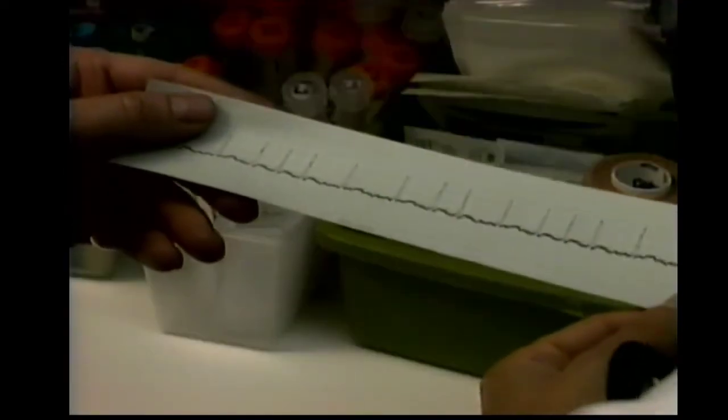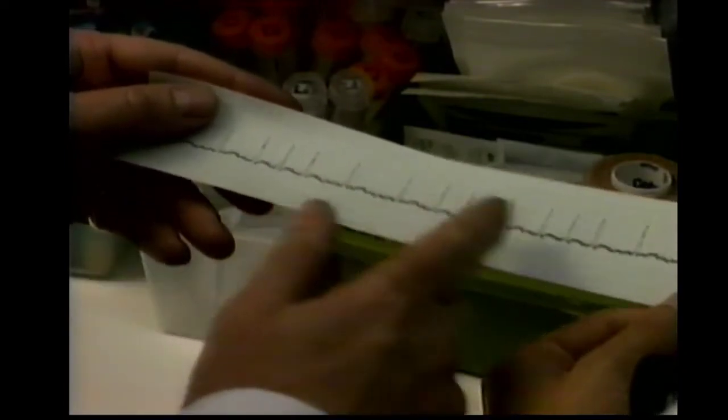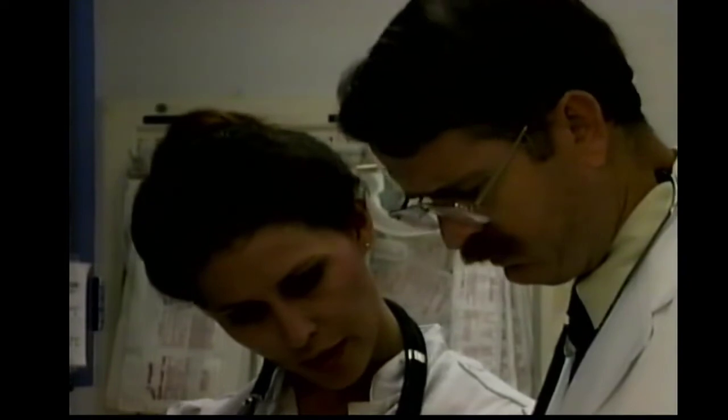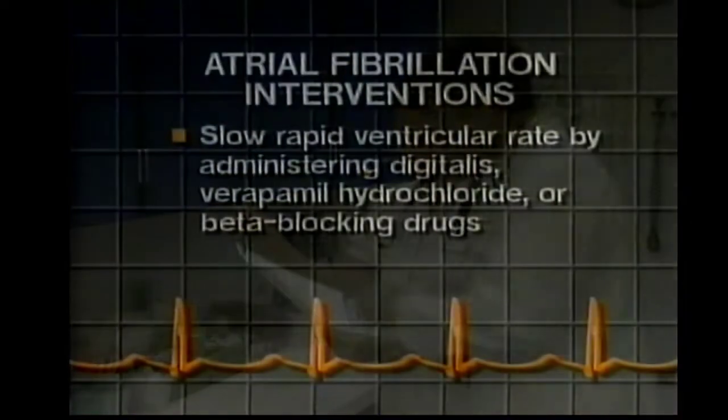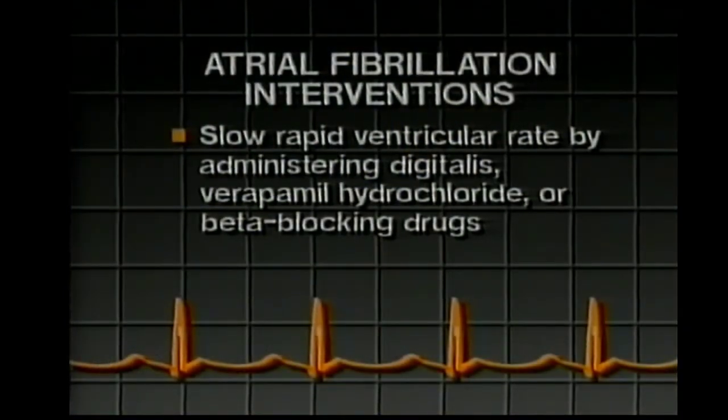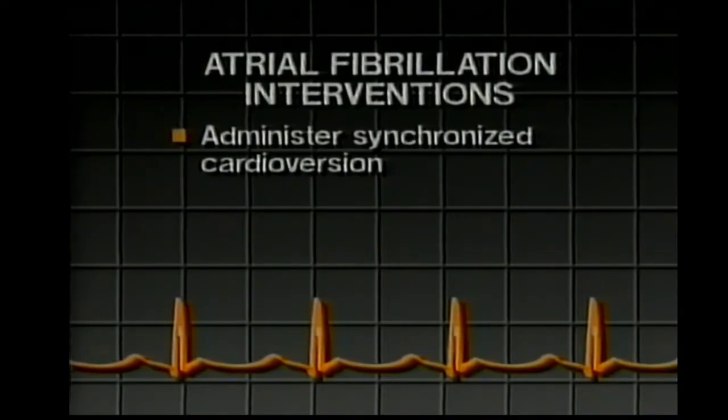Because cardiac output is significantly decreased by at least 20%, atrial fibrillation is considered to be a serious dysrhythmia, especially in patients with decreased cardiac output. The immediate treatment goal is to slow the rapid ventricular rate. This is usually done by administering drugs that slow AV conduction, such as digitalis, verapamil hydrochloride, or beta-blocking drugs. However, synchronized cardioversion may be the treatment of choice, especially if the patient is hemodynamically unstable, in severe congestive heart failure, or experiencing angina caused by the rapid heart rate.